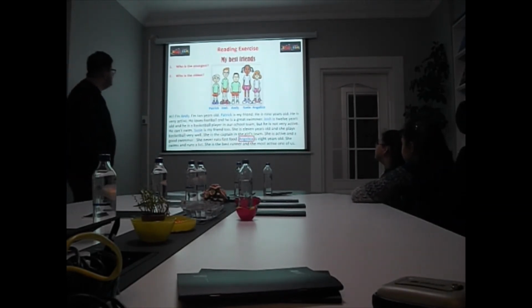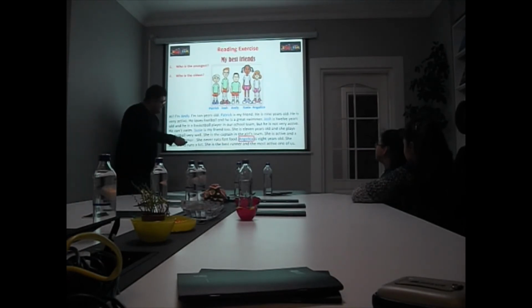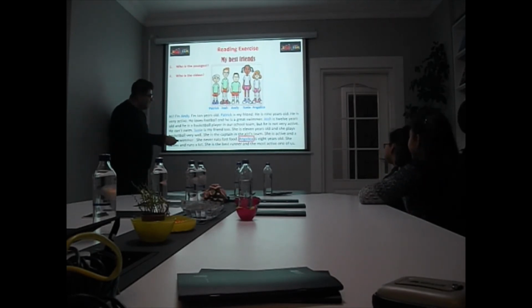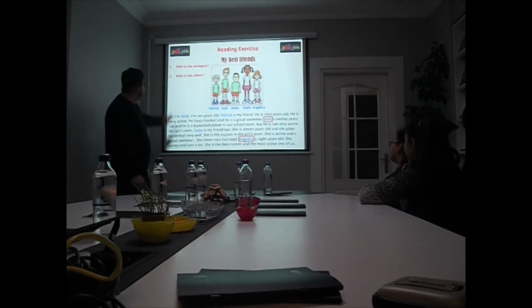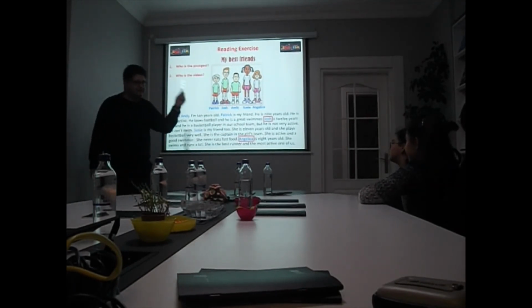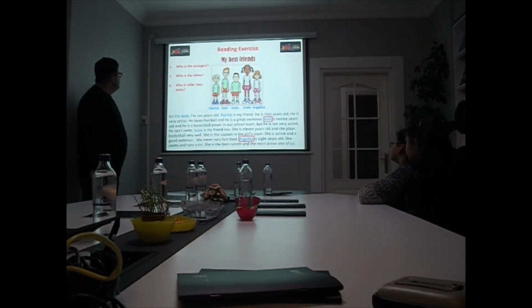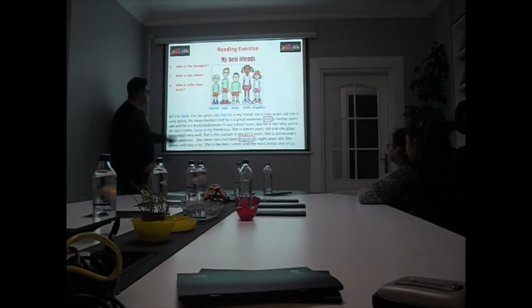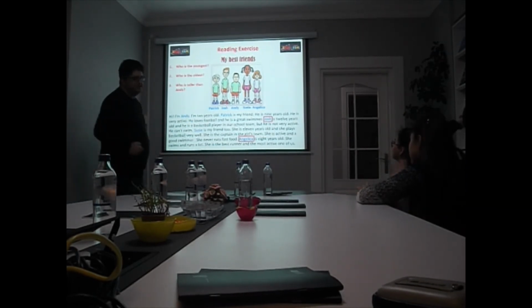Here comes the second question. Who's the oldest? Angelica is 8 years old. Josh is 12 years old, so Josh is the oldest. Perfect, Josh is the oldest student or person of all. Here comes the third question. Who is taller than Andy? Susie is taller than Andy. Who else? Josh. Josh is taller than Andy. Who else? Angelica is taller than Andy. Yes, Angelica is taller than Andy.